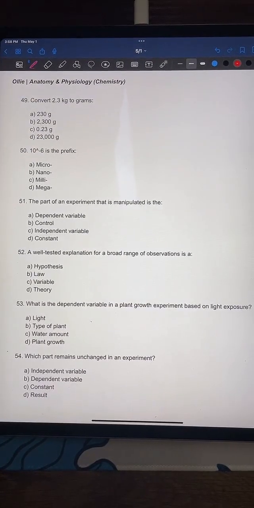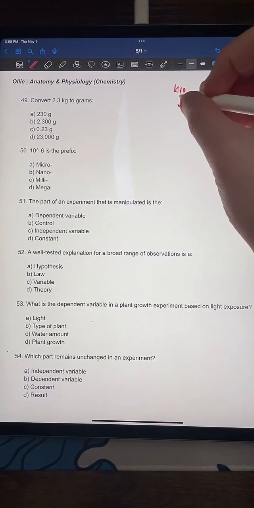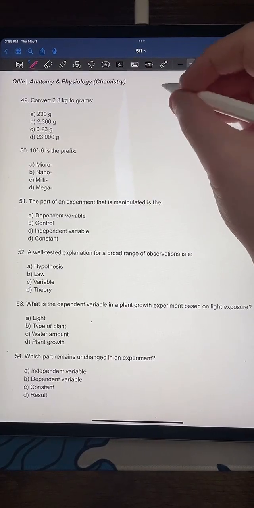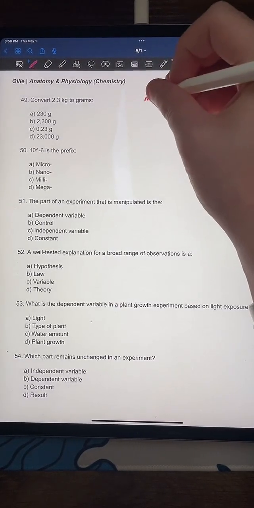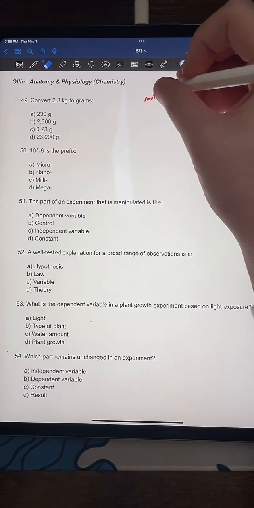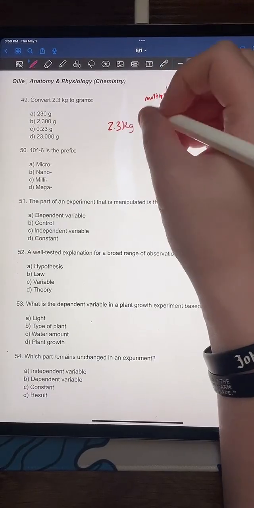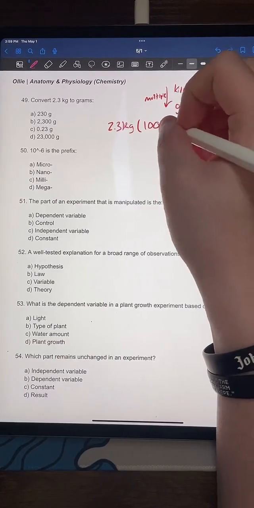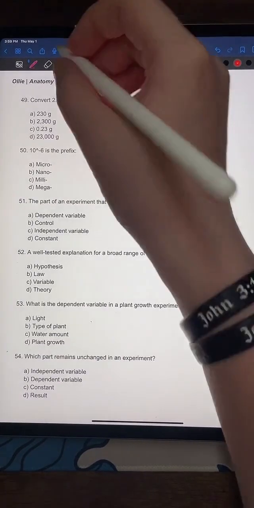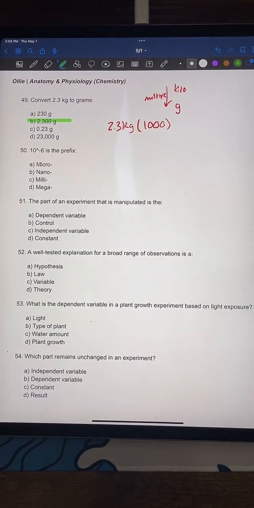49. Convert 2.9 kilograms to grams. Remember, a kilo is larger than our gram. So when we go down, we multiply. So we would take 2.3 kilograms and multiply it by 1,000, giving us B, 2,300 grams.